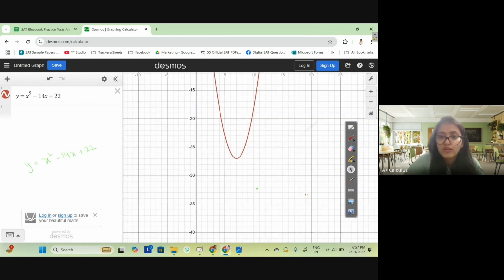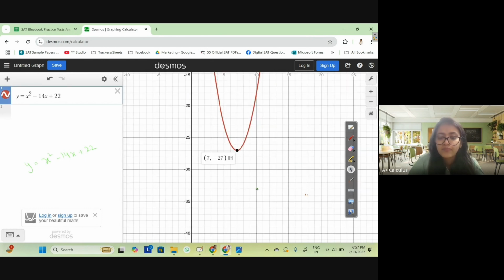You need to zoom in. Click on the vertex. Now, the vertex is (7, -27). So the minimum value that this equation takes is this. This is the minimum value. And the value of x at which it will take the minimum value, that's 7. So your answer will be 7. And that's what we got using the formula negative b over 2a.